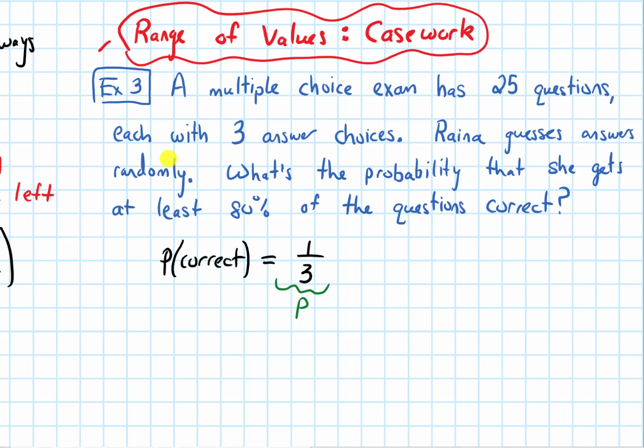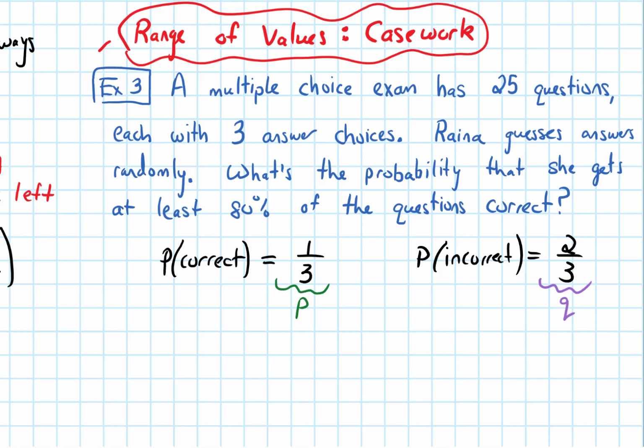And if I were to write the probability that she gets a question incorrect, well, that would be 2/3. She has a 2/3 chance of getting any question wrong. And this we would label with a Q. That's our probability of a failure here.